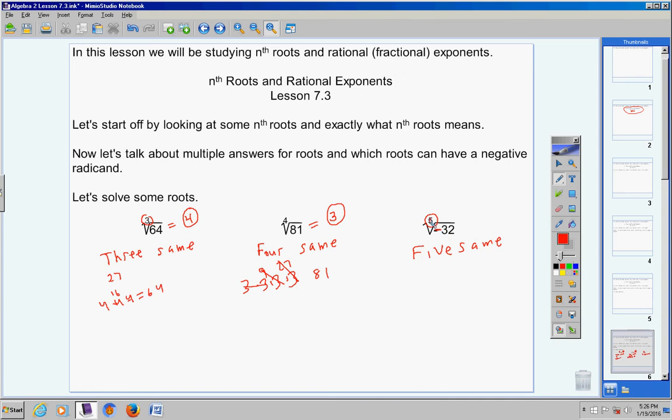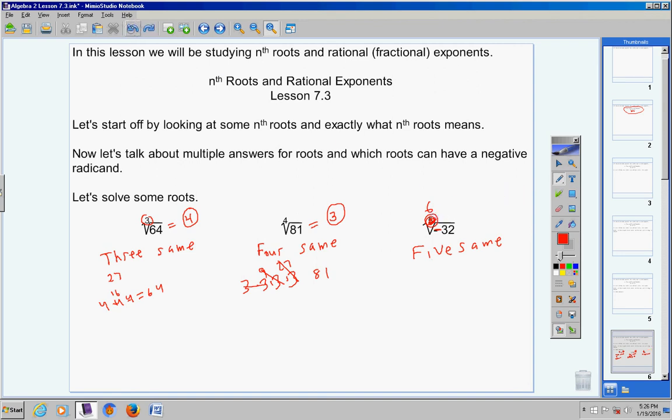Now, if this index was a 6, and you have a negative 32, you would stop and put what for your answer? You would put no solution, okay? You would put that because you have an even index and a negative radicand. Remember what I just taught you. You cannot have a negative number when the index is even, okay? All right, moving on. Here we go.